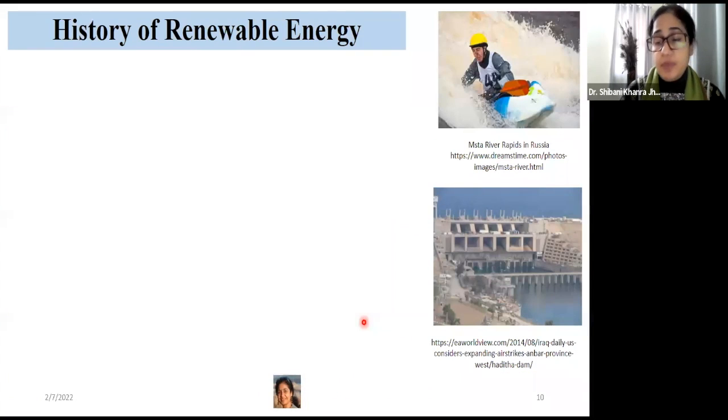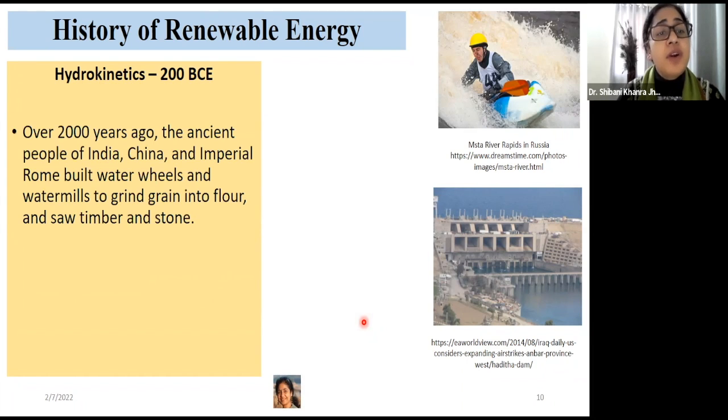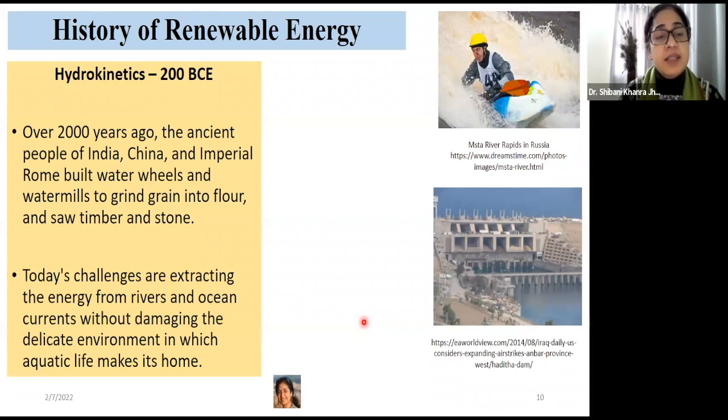Another form which again contributes to renewable energy is hydrokinetics, which goes back to 200 BC, where over 2,000 years ago, the ancient people of India, China, and Imperial Rome built water wheels and water mills to grind grains into flour and saw timber and stone. So this is another form of old renewable energy which was already in practice.